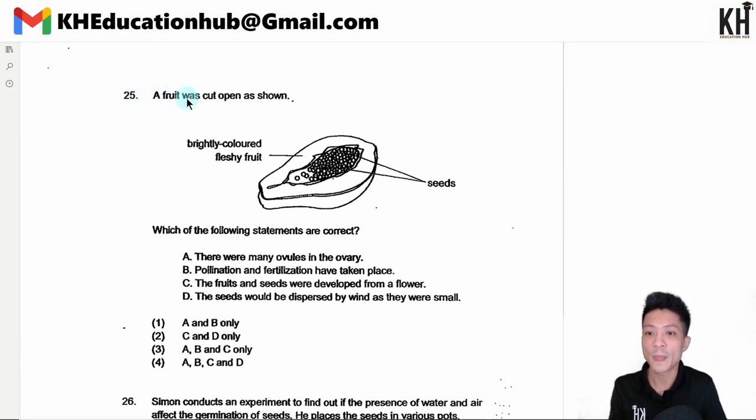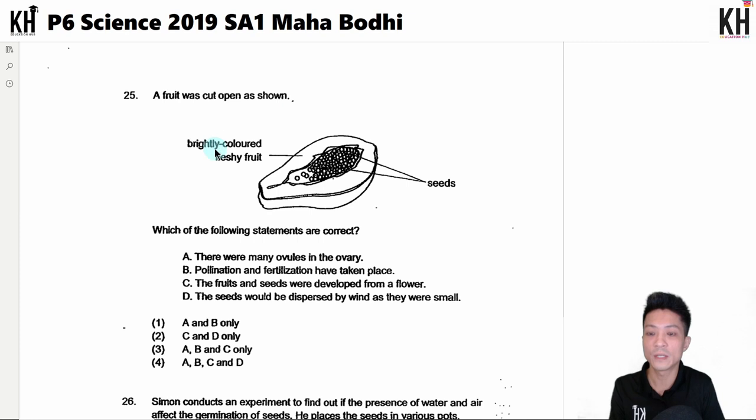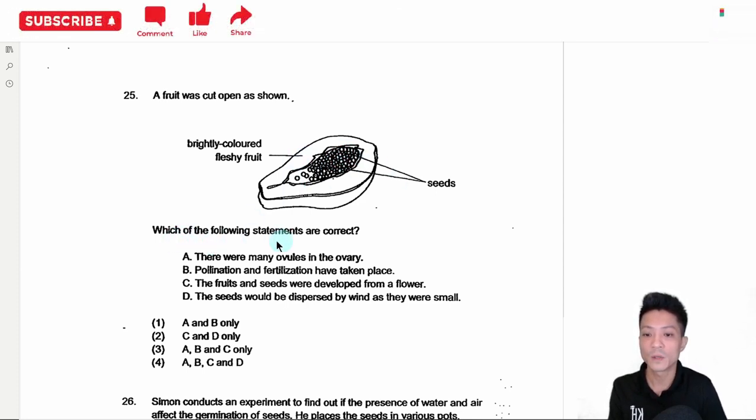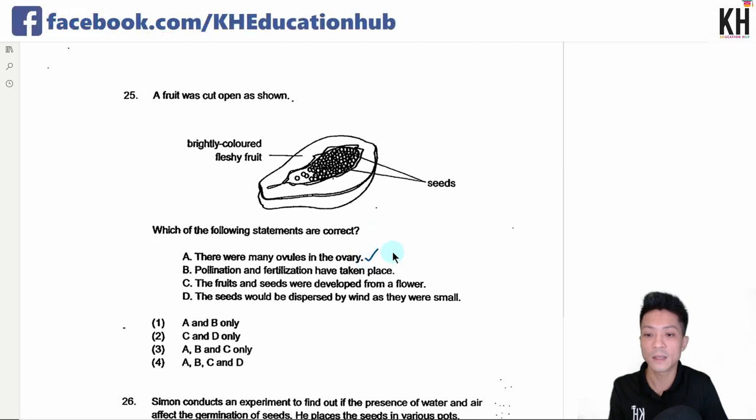Question 25. A fruit was cut open as shown, so there is a brightly colored fleshy fruit, and then there are a lot of tiny seeds as shown in the diagram. Which of the following statements are correct? There were many ovules in the ovary. Since there are many tiny seeds, then A is correct. Pollination and fertilization have taken place. Yes, it is also probably correct. If not, the fruit would not be here.